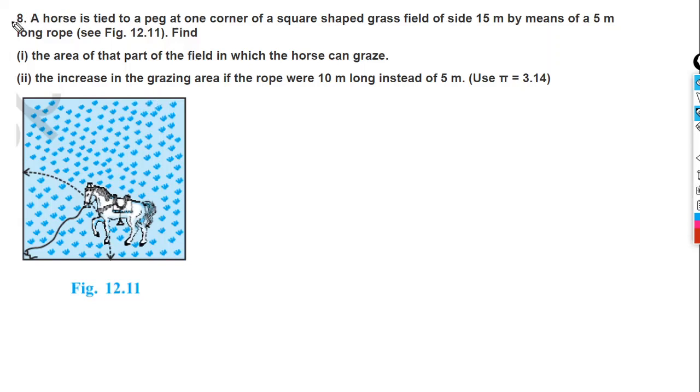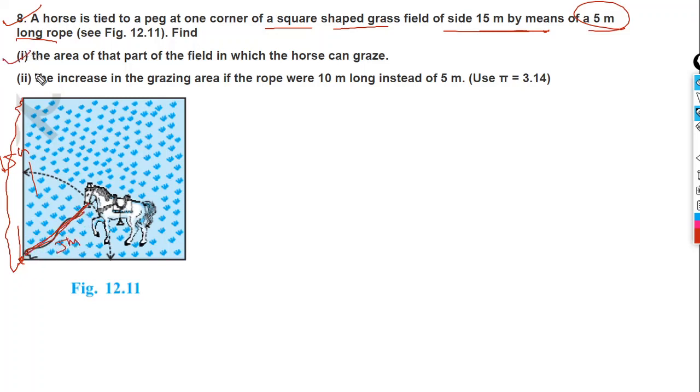So now we are going to discuss question number 8. A horse is tied to a peg at one corner of a square shaped grass field. So there is a square shaped grass field you can see. So a horse is tied here, of side 15 meter, by means of a 5 meter long rope. That means the length of the square shaped grass field is 15 meter and the length of the rope through which the horse is tied is 5 meter.